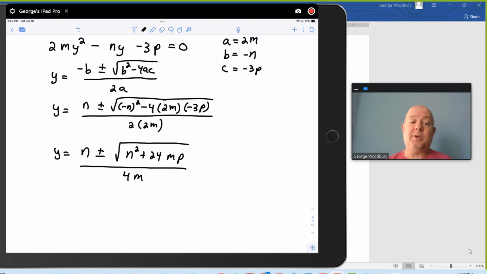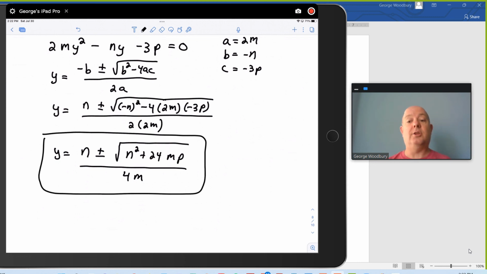And that's as far as we can go. That has the variable we were trying to solve for alone on the left-hand side equal to this expression in terms of n, m, and p on the right-hand side. So that is the solution to that literal equation.